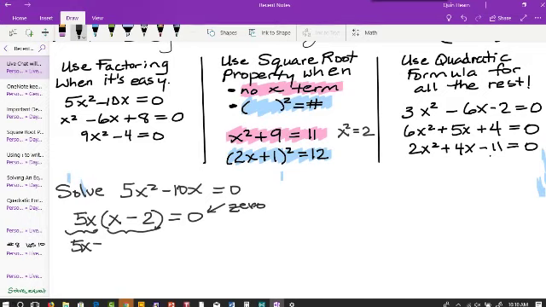So we can break this apart into two linear equations, either 5x equals 0 or x minus 2 equals 0. If 5x equals 0, that means x has to be 0. And then if x minus 2 equals 0, that means that x must be 2. So we have found two solutions in our solution set, 0 and 2. Those are both numbers that if we plugged them back into the original equation would make a true statement.